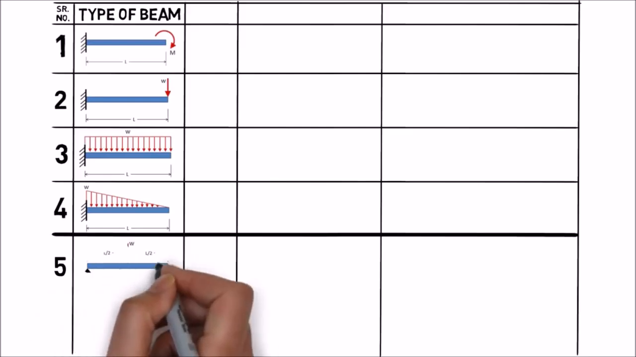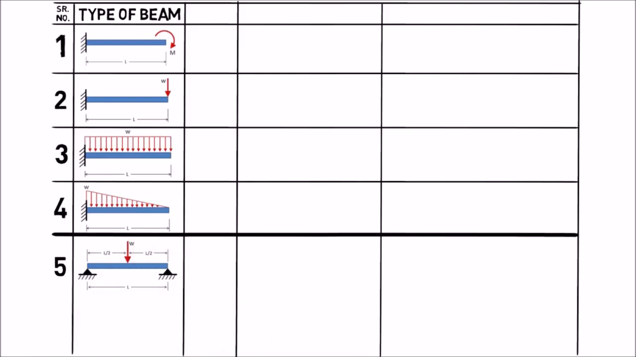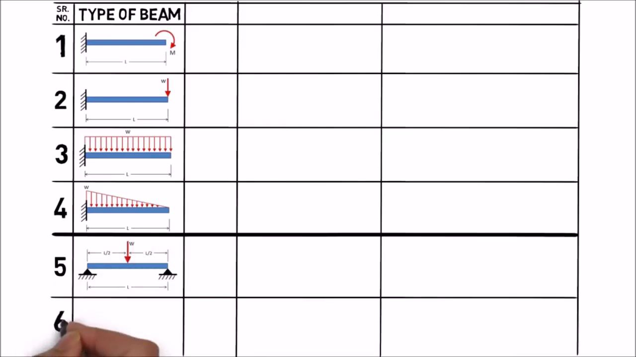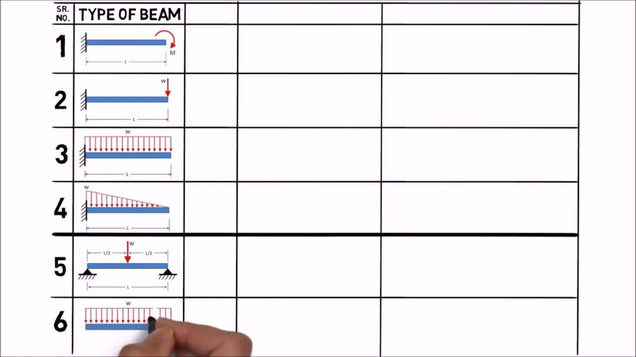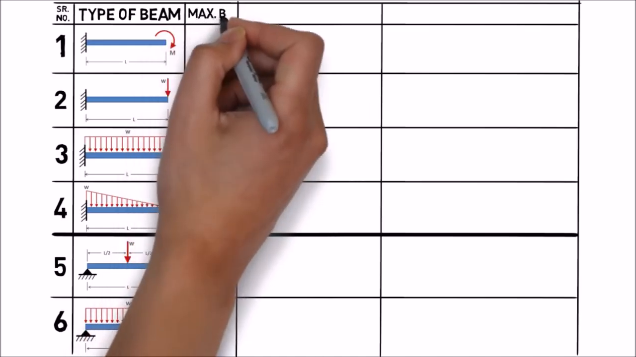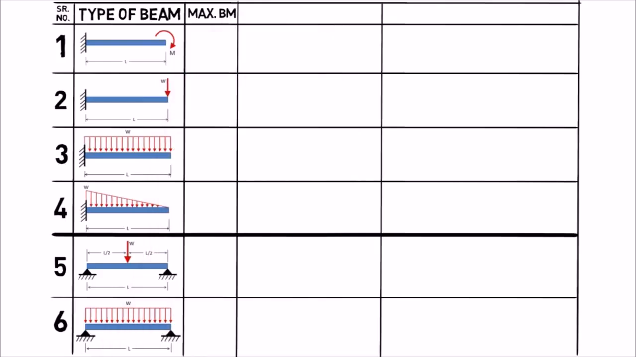Fifth case, a simply supported beam carrying a point load at mid-span. Sixth case, a simply supported beam subjected to UDL over its entire length. Only these 6 cases are important. You should remember these 6 types of cases in the same sequence. So let's find out maximum bending moment in these cases first.